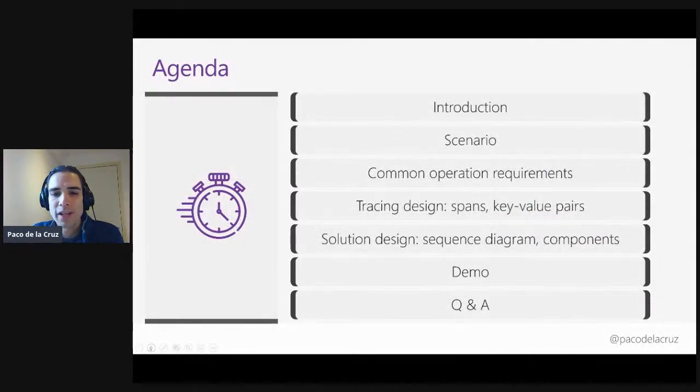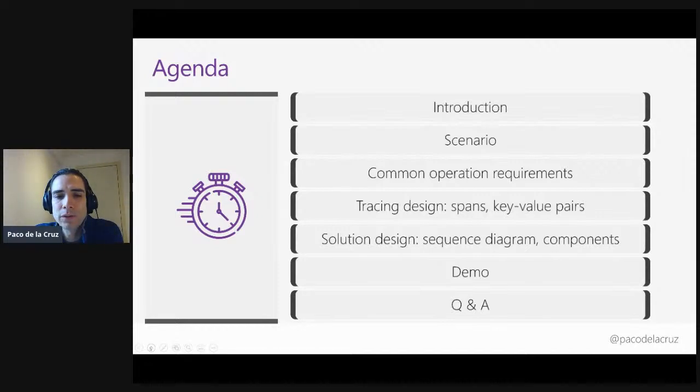The agenda for today is, first, I'm going to give an introduction of why we should consider implementing custom distributed tracing in Azure Functions using the integration with App Insights. Then I'm going to describe the scenario we're going to use for our demo. Then we're going to discuss common requirements that we hear from operations teams when they are dealing with these solutions in production.